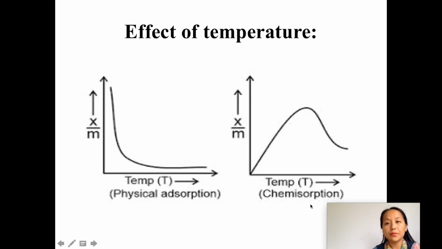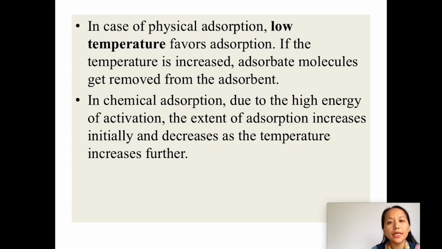Whereas in the case of chemical absorption, the absorption first increases with the increase in temperature, but it reaches a point after which absorption decreases with the increase in temperature. That is, once the surface area are all occupied, the absorption rate decreases. So from this we can conclude that in case of physical absorption, low temperature favors absorption. If the temperatures increase, absorbate molecules get removed from the absorbent. And in the case of chemical absorption, due to the high energy of activation, the extent of absorption increases initially and decreases as the temperature increases further.